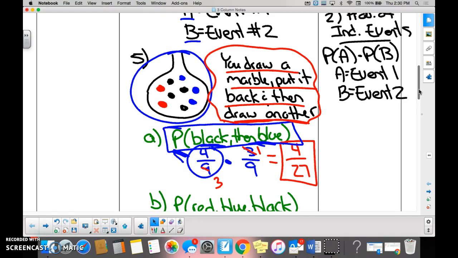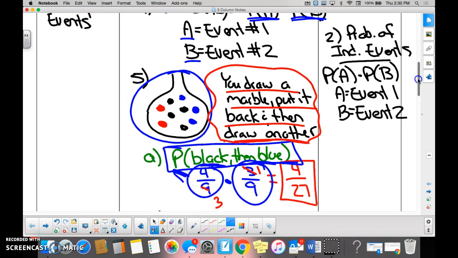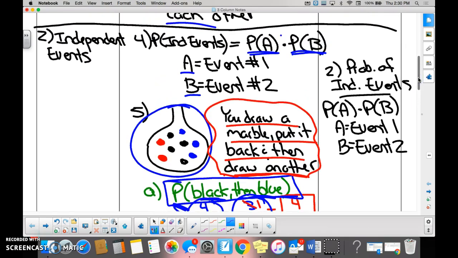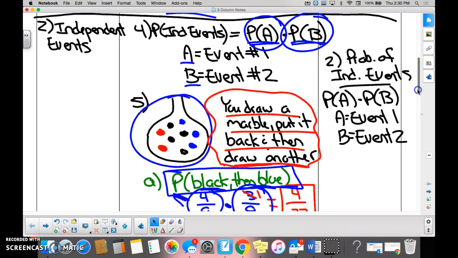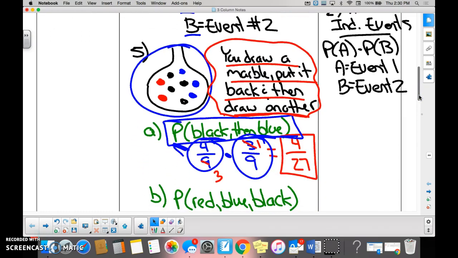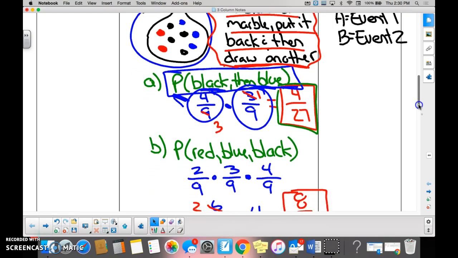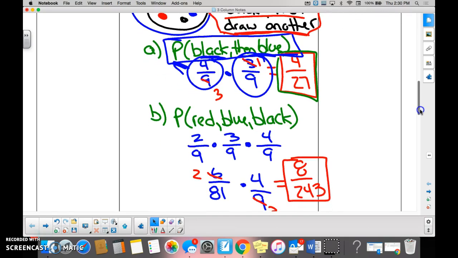So if we have 9 marbles in the bag, what is the probability that we will draw a blue marble on our second draw? 3/9. And then our formula tells us for independent events that we multiply the first event by the second event. So if we multiplied 4/9 by 3/9, our answer is 4/27. Now, if I added a third draw, we would just be multiplying 3 different probabilities together, right? Yes.